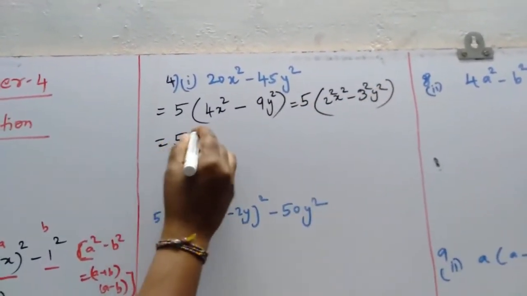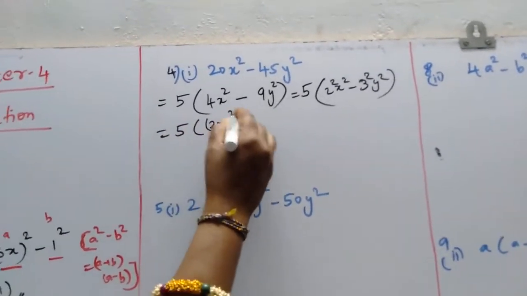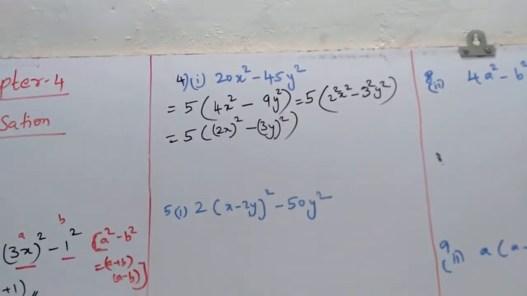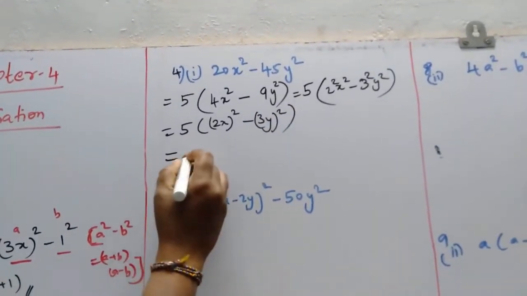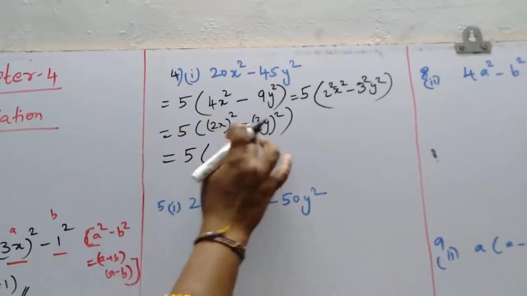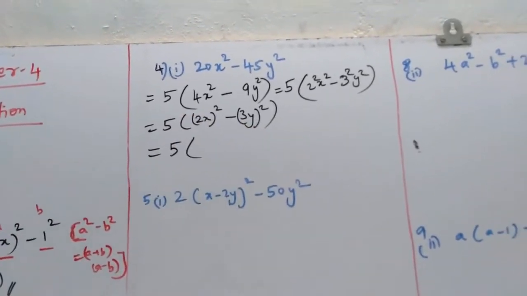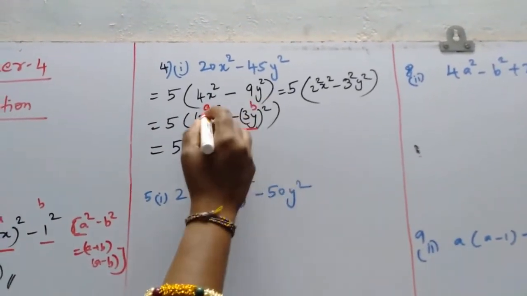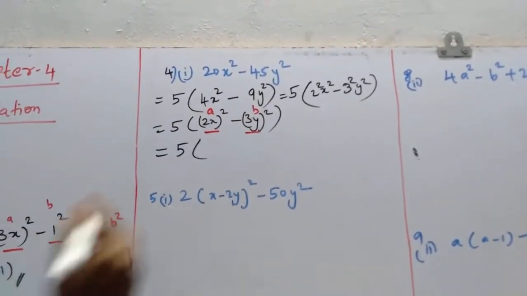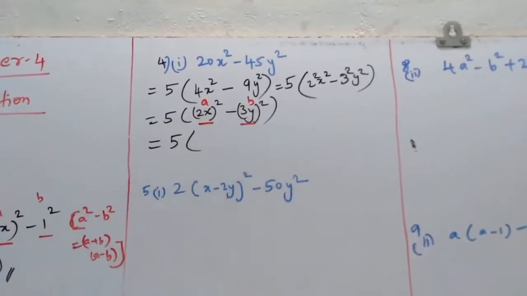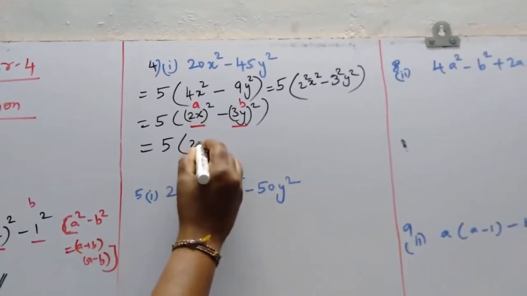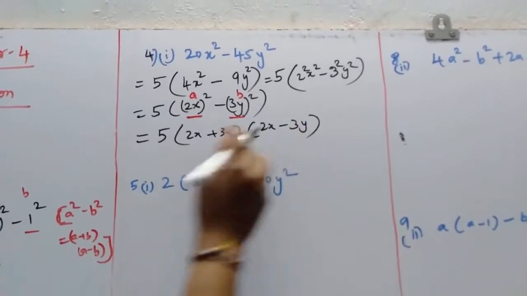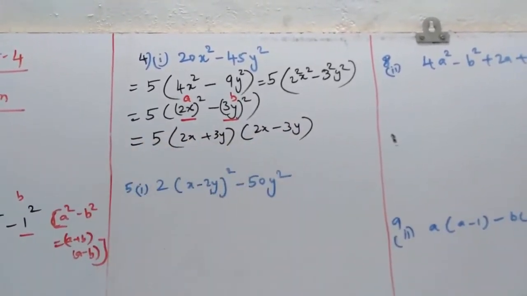So which can be written as 5 of (2x)² minus (3y)². Clear? Okay. Next, this is in the form a² minus b², where a here is 2x and b here is 3y. Where a² minus b² can be written as (a plus b) into (a minus b). This 5 is common for everything.